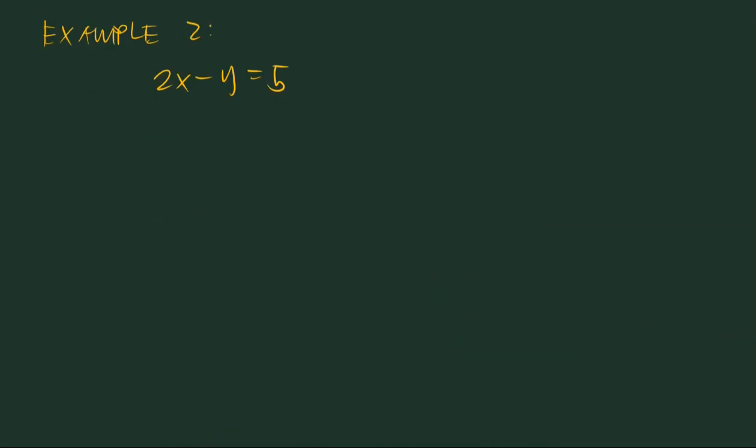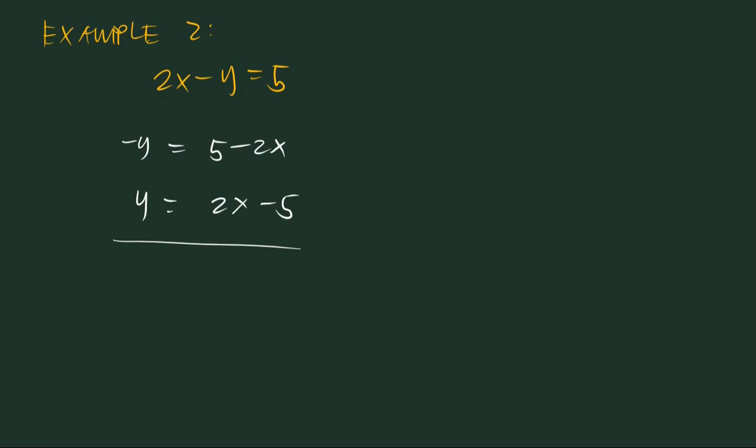Okay, let us now go to the second example. We have here 2x minus y is equal to 5. In finding the domain, we express it in terms of x. So let's subtract 2x from both sides. We will get negative y is equal to 5 minus 2x. And then if we multiply negative 1 on both sides, you will get y is equal to 2x minus 5.